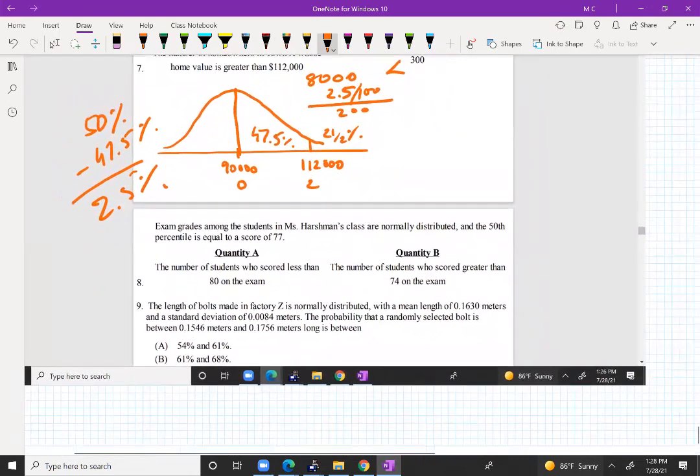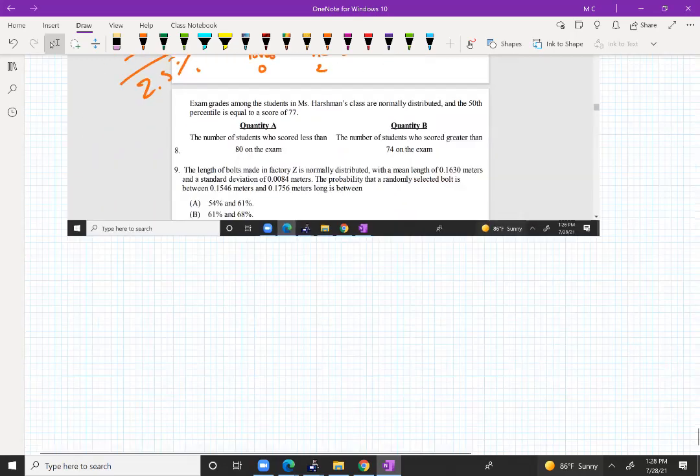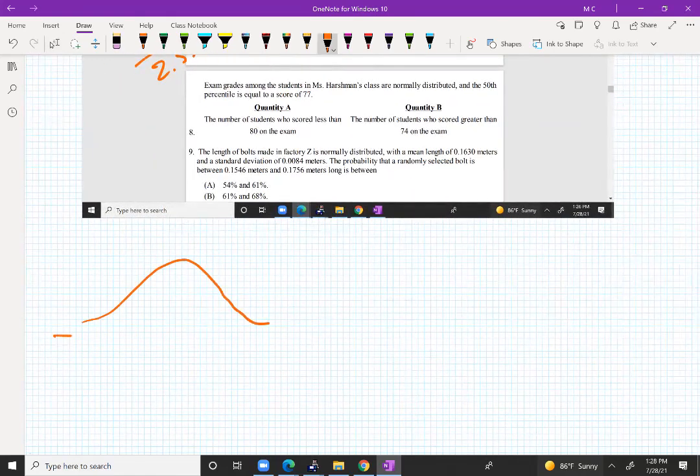Let's try number 8. Grades, one student in this class, is equal to 77. Percentile. If you're in the 50th percentile, is that the mean basically? 50th percentile is always the mean, yes. Well, if it's skewed, it's different. But for example, this is a normal curve. If it's symmetric, then it's the mean.